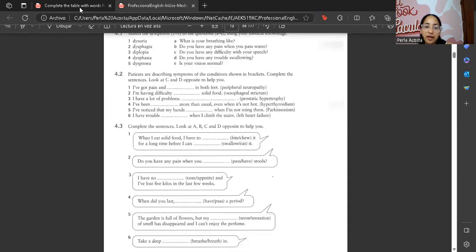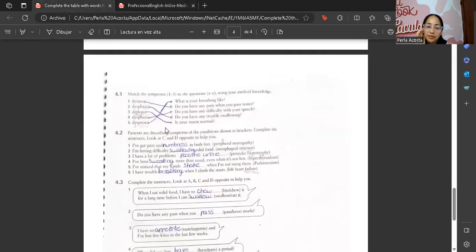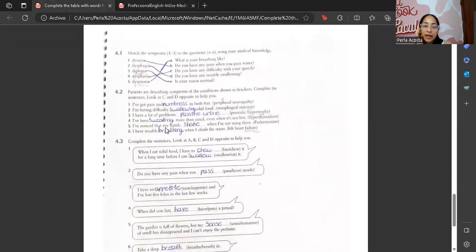Okay, now the exercise is 4.1. Match the symptoms to the questions using your medical knowledge. And number 1 is dysuria. Number 2 is dysphagia. Number 3 is diplopia. Number 4 is dysphagia. And number 5, dyspnea.